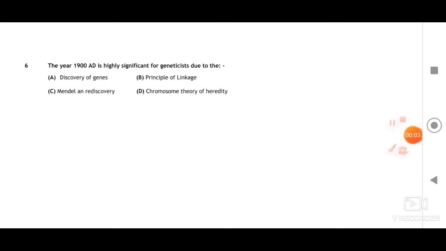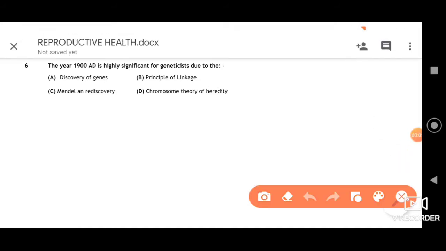So the next question we have here is, 1900 AD is highly significant for genetics due to what? Four options have been mentioned here, friends. Out of this we need to identify which was the one incident which really changed the way we see genetics today. Genetics has developed today into modern genetics, and a lot of research has been involved because around 1900 AD there was a significant change. Let me tell you what happened here.